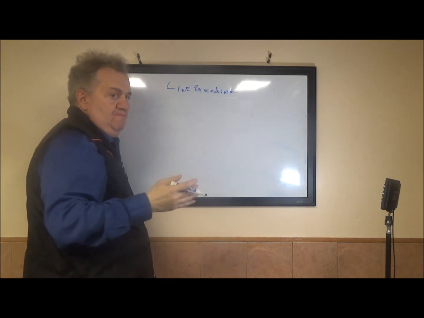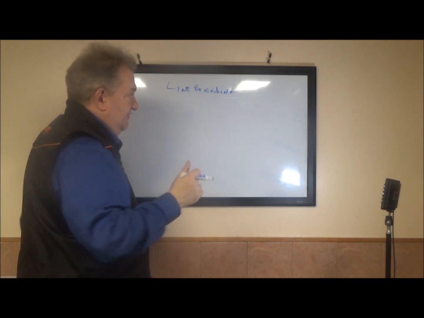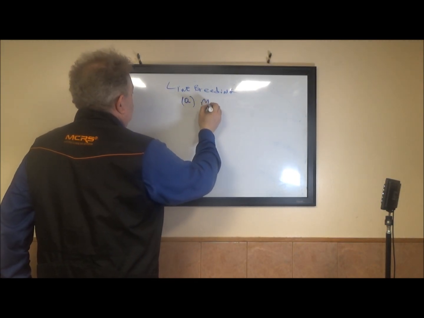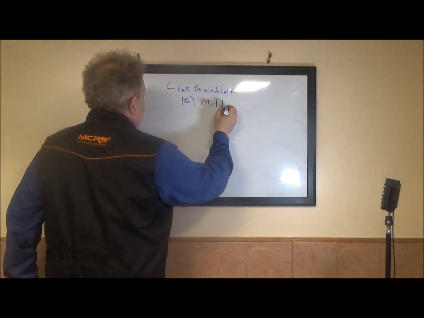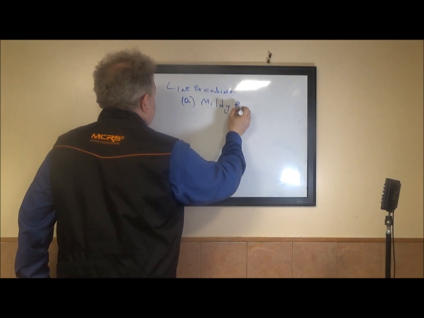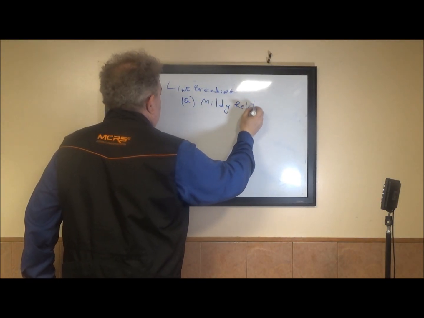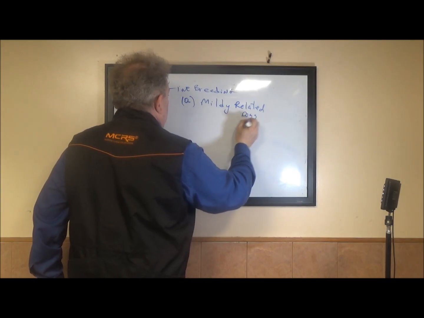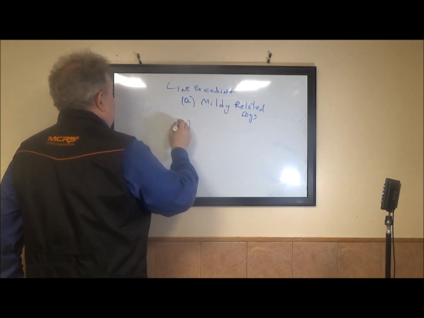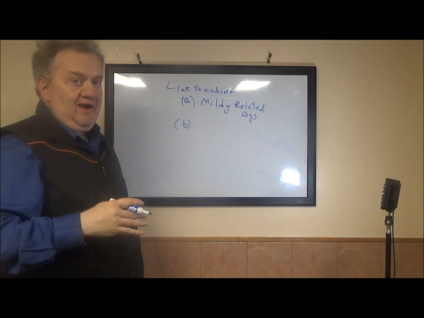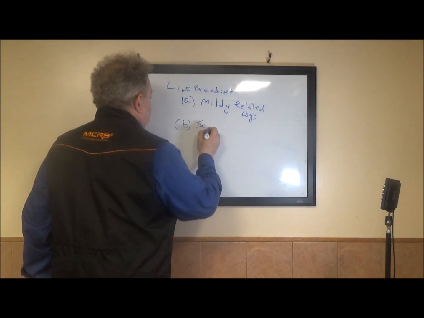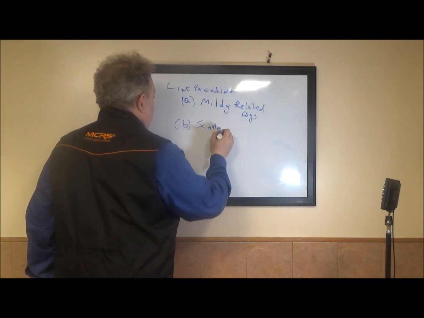and there are going to be two topics involved. The first will be starting with mildly related dogs. By mildly I mean in the fourth generation. That's your starting point. And then the second topic will be completely outcrossed dogs or scattered bred dogs as your starting point.